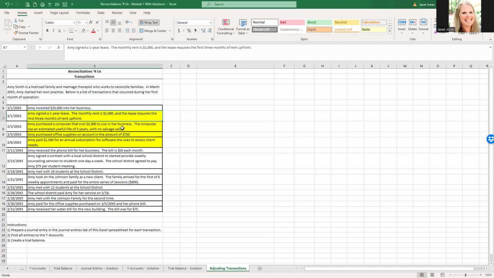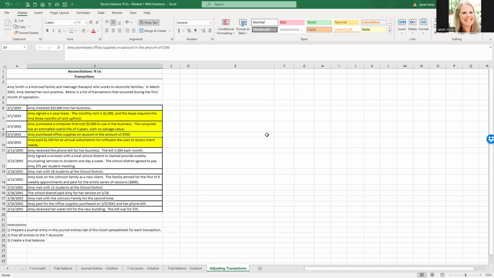So we're going to need to record that we've used up some of that rent in the first month of operations. The second one, we have a computer that costs $2,000, and then we have the estimated useful life with no salvage value. So you probably remember depreciation. Depreciation is where we are paying for that expense up front, and then we have to write it off through depreciation. So again, this is another example of a deferred expense. We'll record that depreciation to reflect that she has used up some of the life of that computer.